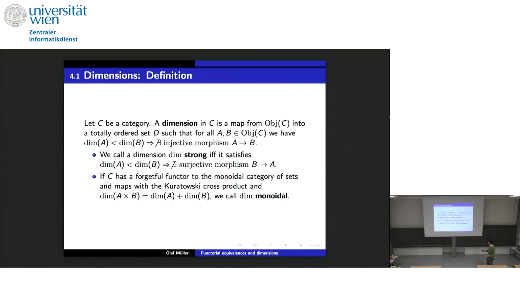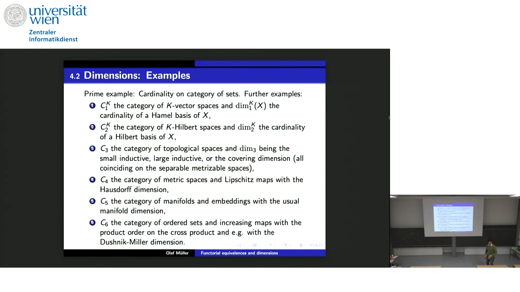Okay, so we have a working definition of dimension, and there are plenty of examples of it. For example, you could take the Hamel dimension, the usual linear algebra dimension. This is strong, and it is also monoidal, as is the Hilbert dimension for Hilbert spaces. And they agree on finite dimensional vector spaces. Then we have, for example, the category of topological spaces, where you can take the small inductive dimension, the large inductive dimension, and the covering dimension, and all of them agree on separable metrizable spaces. So there's a large amount of agreement among those definitions.